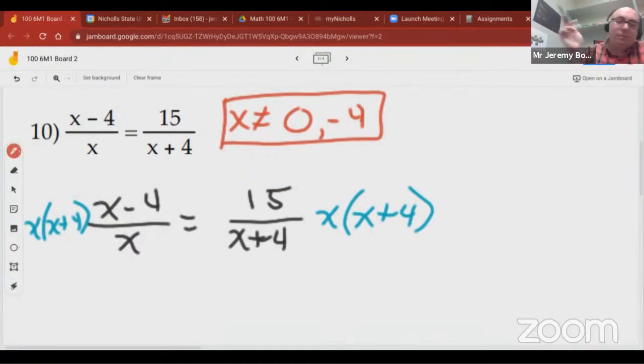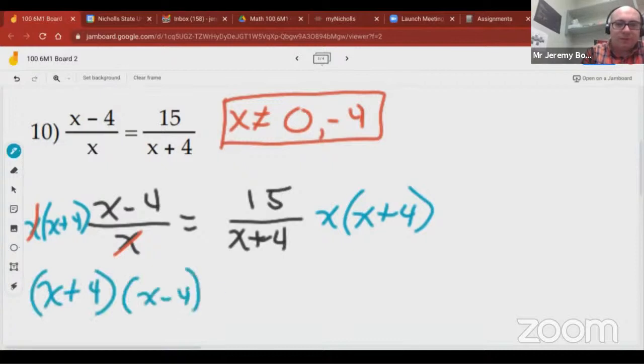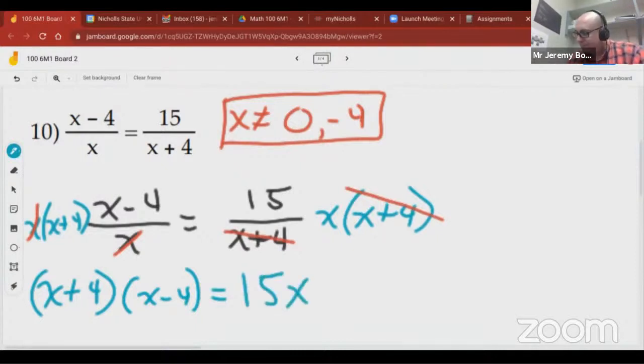equation with rational expressions. So on the left-hand side, this x and this x will reduce, and so we will be left with x plus 4 times x minus 4. On the right-hand side, x plus 4 reduced by x plus 4, and we're going to be left with the result of 15 times x, so 15x. Questions on up to there?